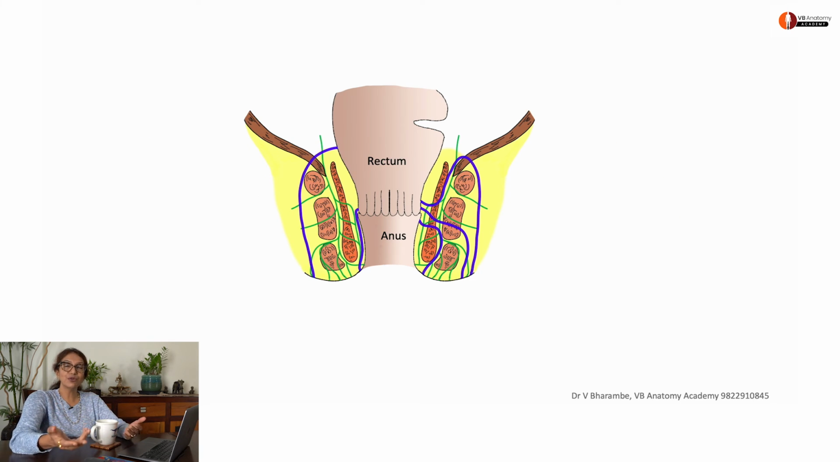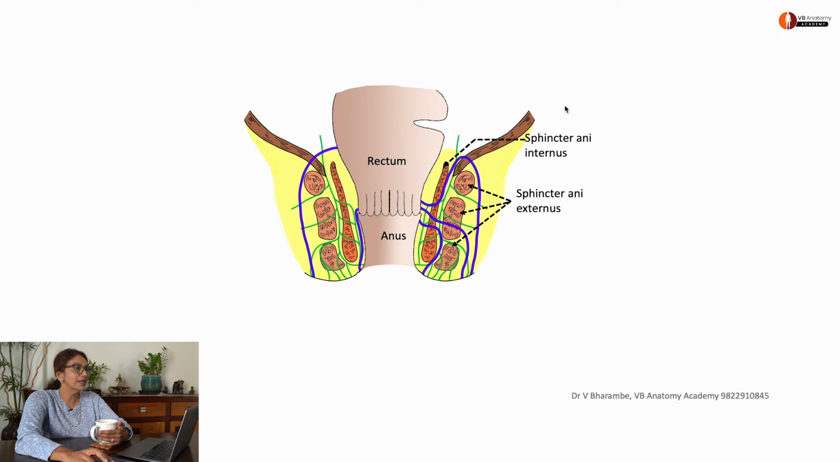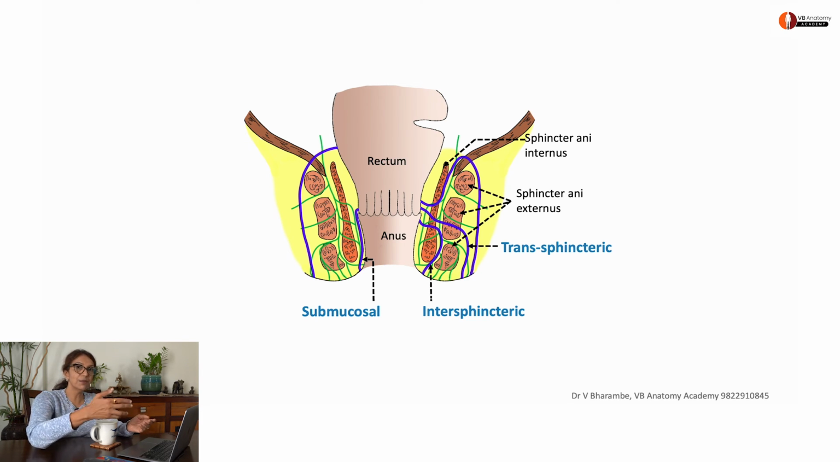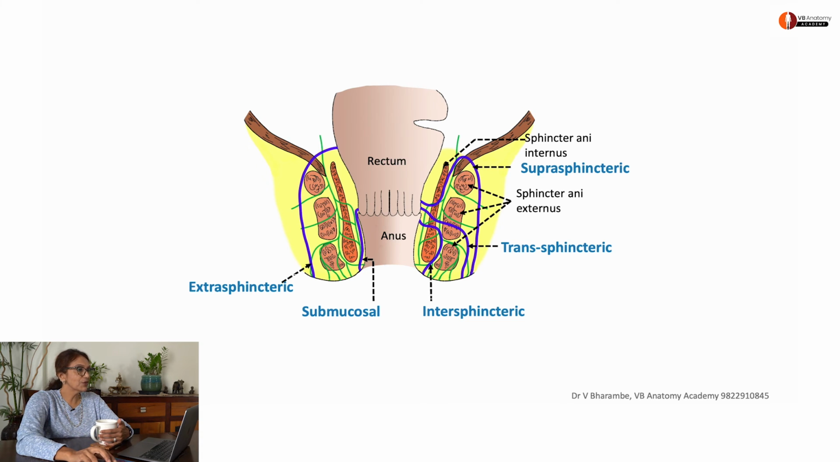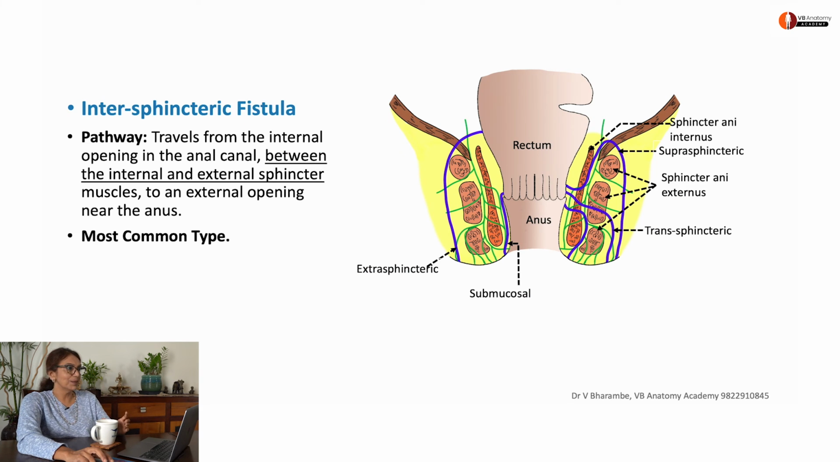What are the types of anal fistulas? Let's understand this. Here's your sphincter ani internus, here's the sphincter ani externus, and here is the puborectalis muscle. So you can have submucosal, intersphincteric, and transsphincteric fistulas. Try and use the image to get the idea about these in your mind. Suprasphincteric and extrasphincteric are also different types of fistulas. Let's discuss them in brief.